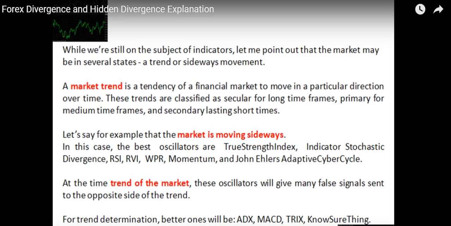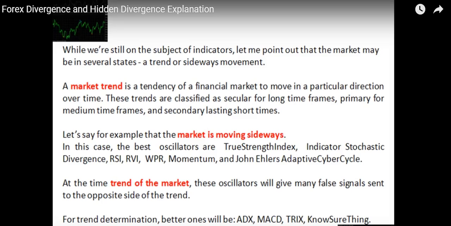Let's say, for example, that the market is moving sideways. In this case, the best oscillators are the True Strength Index, Indicator Stochastic Divergence, RSI, RVI, WPR, Momentum, and John Ehlers' Adaptive Cyber Cycle. At the time of a market trend, these oscillators will give many false signals sent to the opposite side of the trend.